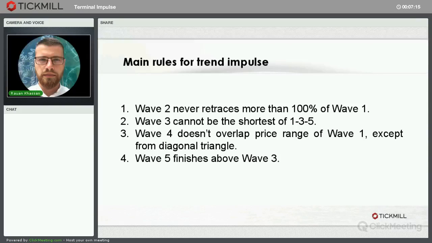The main rules for trend impulse are: wave 2 never retraces more than 100% of wave 1. Wave 3 cannot be the shortest of waves 1, 3, and 5. Wave 4 should not overlap the price range of wave 1, except in a diagonal triangle. And wave 5 finishes above wave 3.